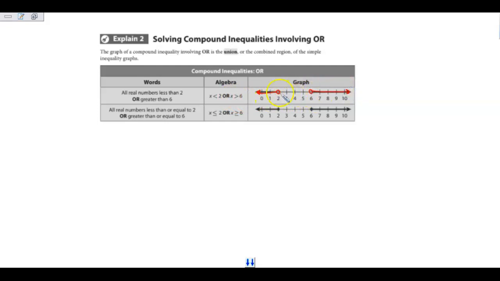And you'll notice that there's this gap here. That means that the answers 3, 4, 5, or any other real numbers in this position will not be solutions of the original problem.